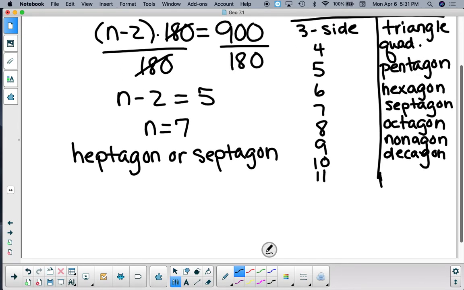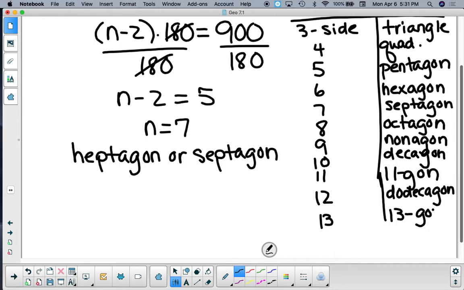For 11, I'm sure there's another name for it, but the book just says 11-gon. Anything they don't have a fancy name for, you can just put the number and then dash gon. 12-sided, we have a name for that. It's dodecagon. Anything over 12, they don't expect you to know. So like 13, you just put 13-gon. Okay, so use those on your assignment.